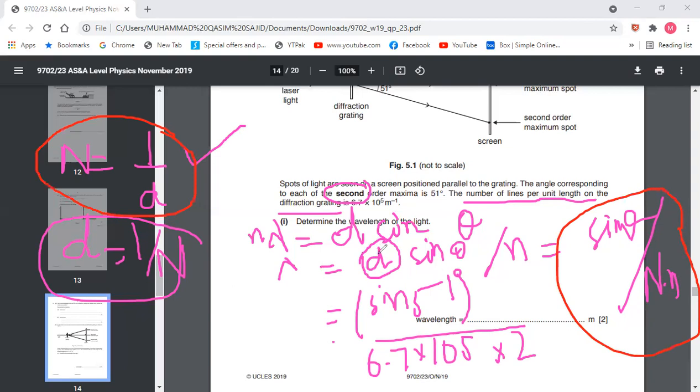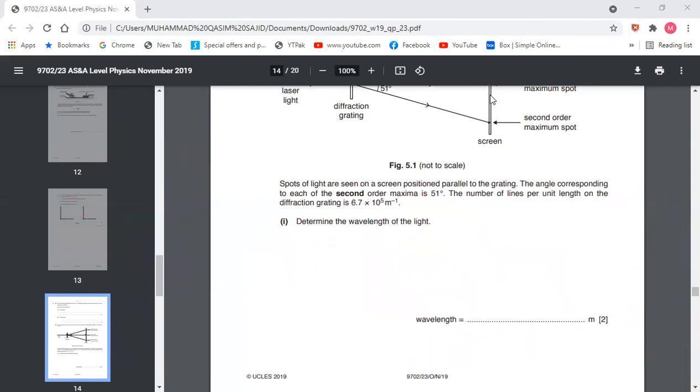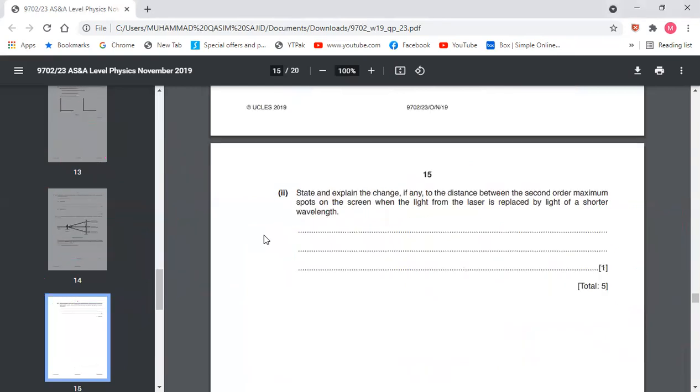So the value of d is 1 upon N. N is given to me as 6.7 into 10 to the power 5 and n equals 2. Kindly find the value. Hurry up. 5.8 into 10 raised to power minus 7 meter. Okay, 5.8. Can such a small value come, sir? Yes. Check if I'm doing it right now. Basically, wavelengths are also in negative powers because these are values in micrometers.